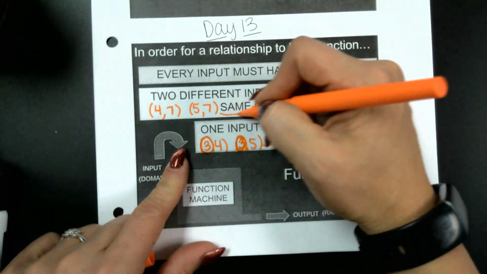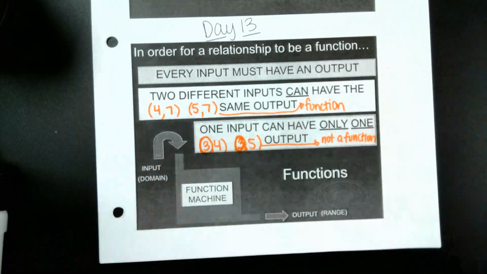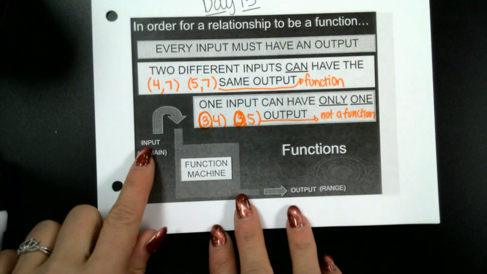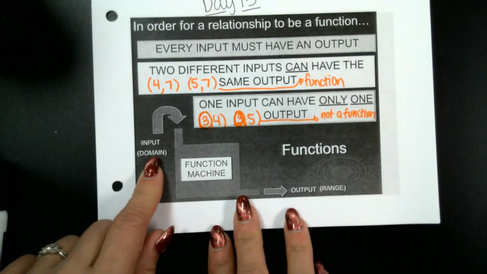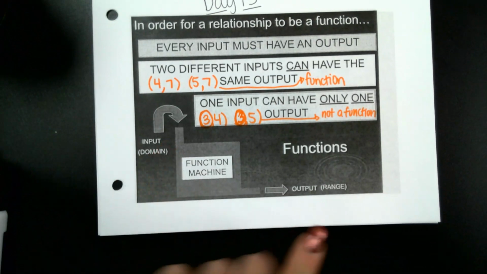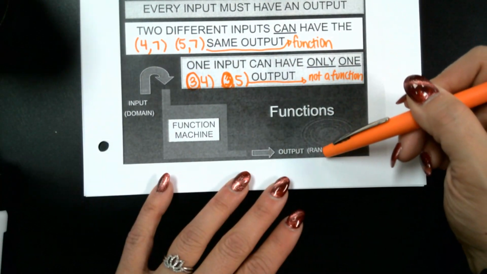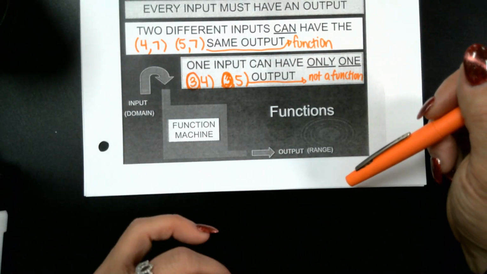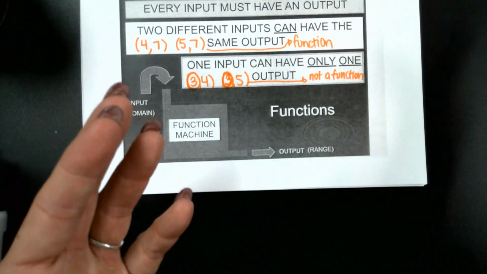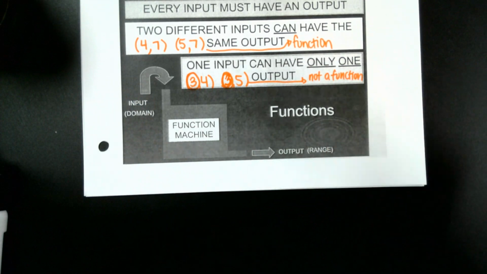This one up here would be okay. This one would be a function, whereas the other one is not. And notice it says all of your inputs are also called your domain. So all of your x values make up your domain, and all of your outputs, which are your y values, make up your range. If I ask you to list out your domain, you are just going to make a list of all the x values. If I ask you to list out your range, you're going to list out all the y values.